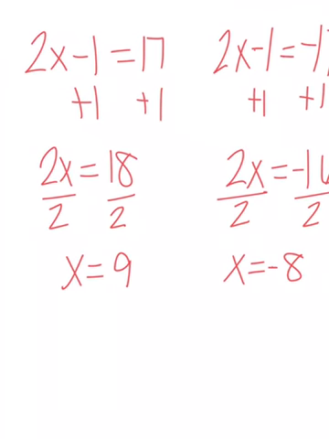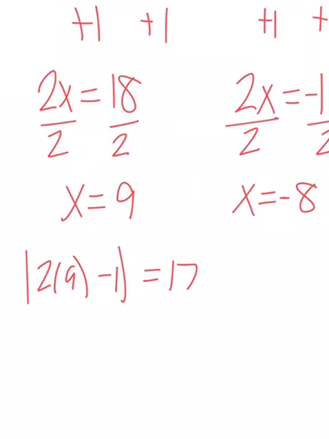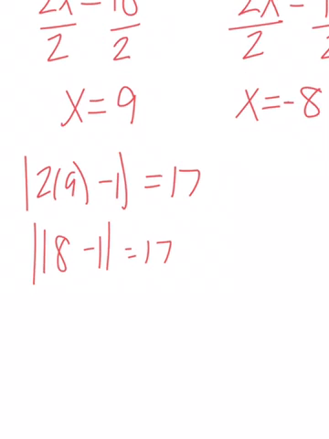I'm going to go ahead and check both of those answers. I'm going to do 2 times 9 minus 1. I'm going to check to see if that equals 17. 18 minus 1 is 17. The absolute value of 17 is 17, so that checks.